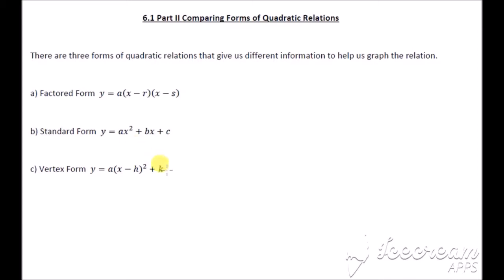6.1 Part 2, Comparing Forms of Quadratic Relations. There are three forms of the quadratic relation that give us different information to help us graph each relation.